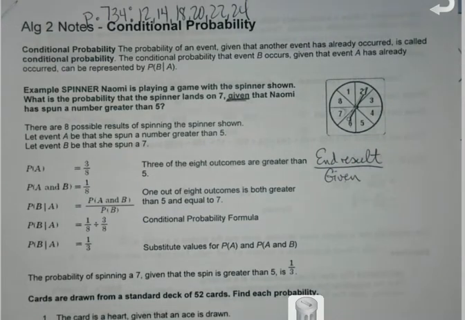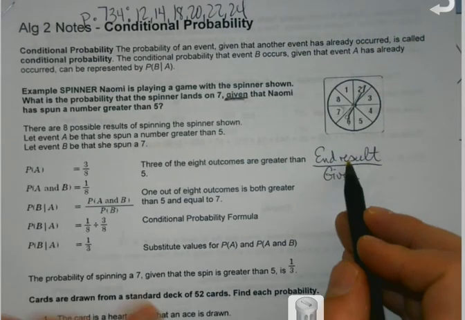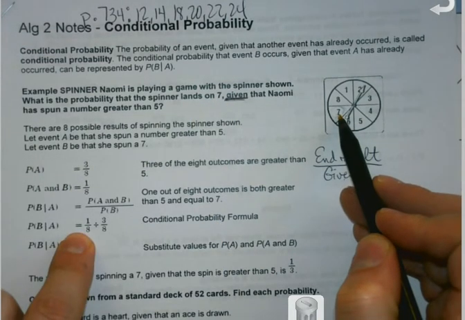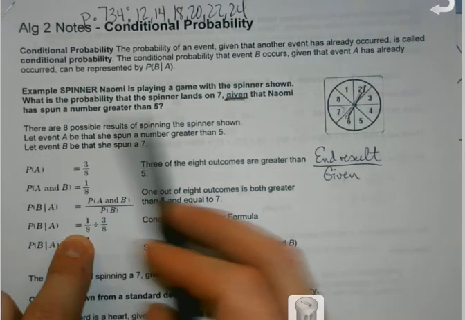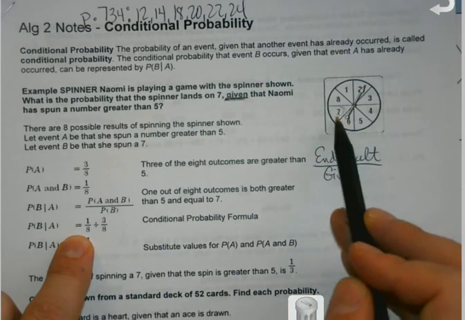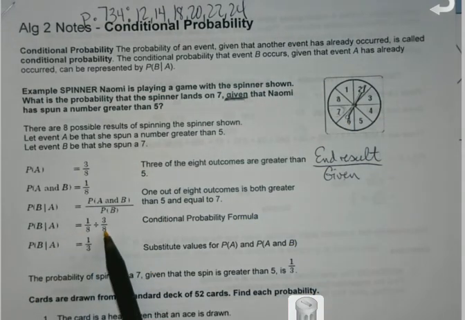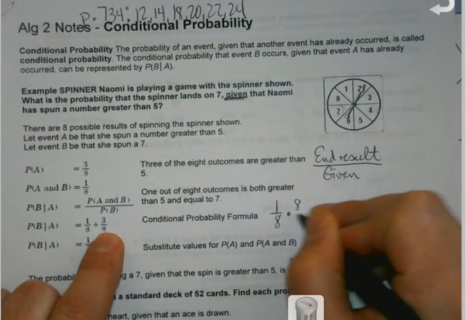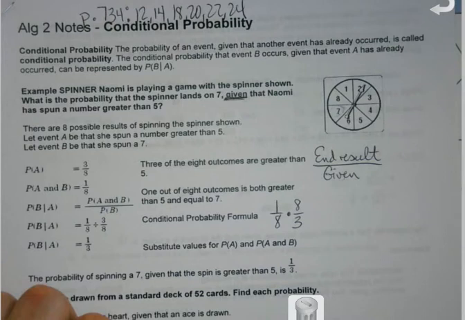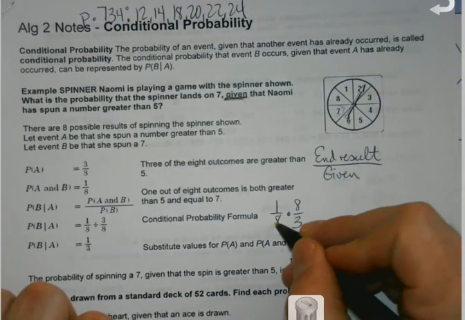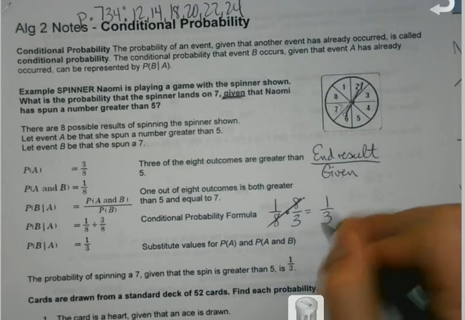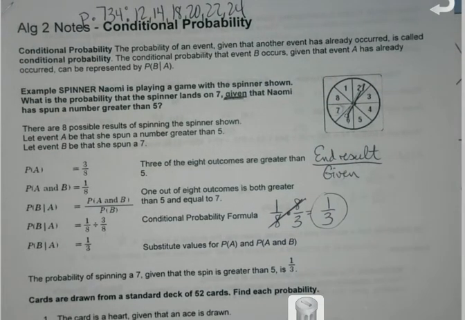So what I'm basically doing here is I'm taking, what's the chances the spinner lands on 7? 1 out of 8. Divided by the given that the number was greater than 5. 1, 2, 3 out of 8. And then I just divide them. Well, if you divide with a fraction, we know you multiply by its reciprocal. And what will happen with these more often than not is that you'll get 2 values that cancel, and we'd find out the probability of spinning a 7 if the number is greater than 5 is 1 in 3.